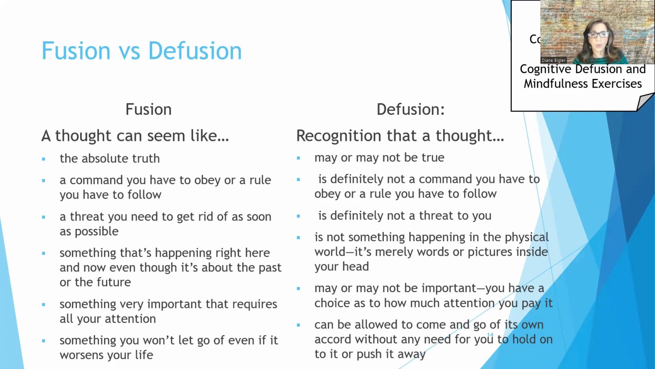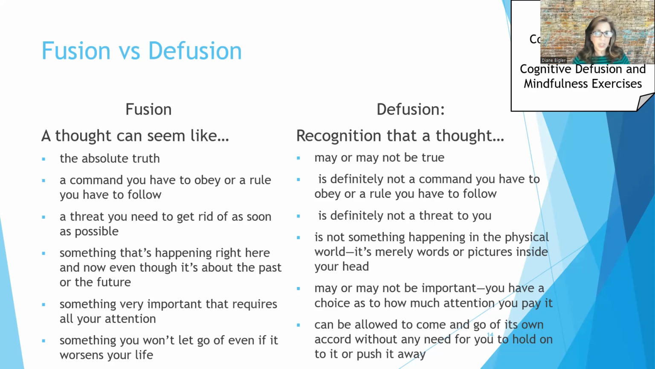What about diffusion, right? Let's look at the gift of ACT and what it has presented in terms of diffusion. It's this recognition that a thought may or may not be true. Definitely not a command that we have to follow, not a threat. It's not something happening in the physical world. It's merely words or pictures inside your head, right? May or may not be important and can be allowed to come and go. So remember the mountain, we're the mountain, the clouds come and go. They pass by, or the cars on the highway, they pass by. They don't stay in one position right in front of you.